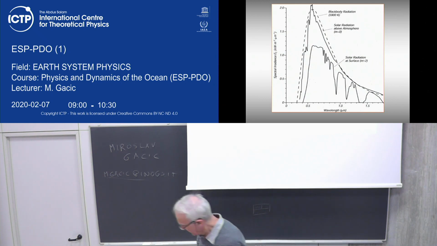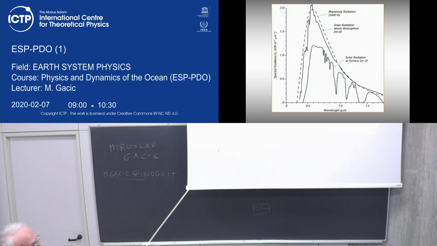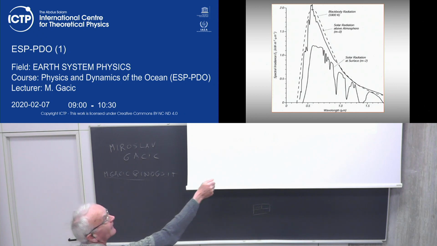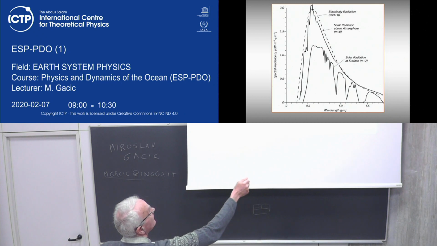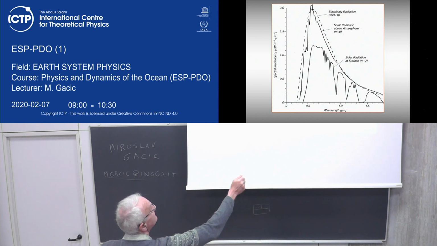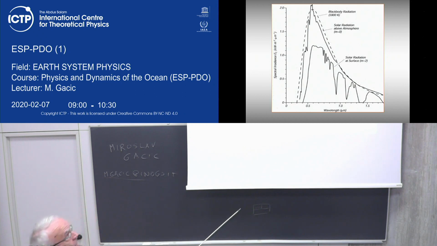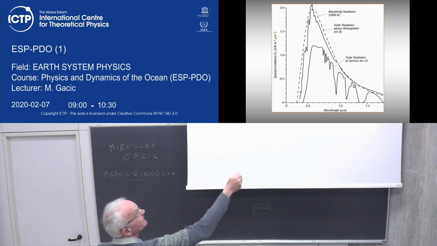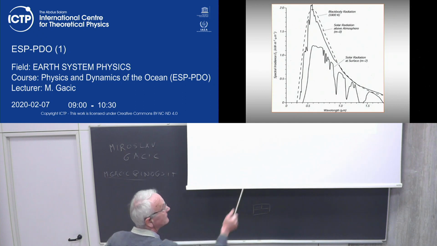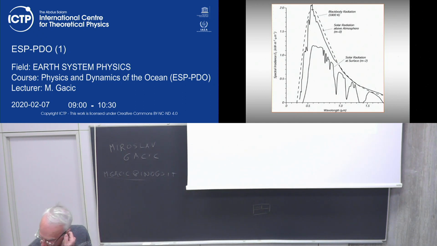And here is what is happening with this energy which comes from the sun as a function of wavelength. How the spectrum of the solar energy as a function of wavelength looks like above the atmosphere. This is one thing. This is the continuous line. The dashed line is the black body radiation at the temperature of 5,900 Kelvin.